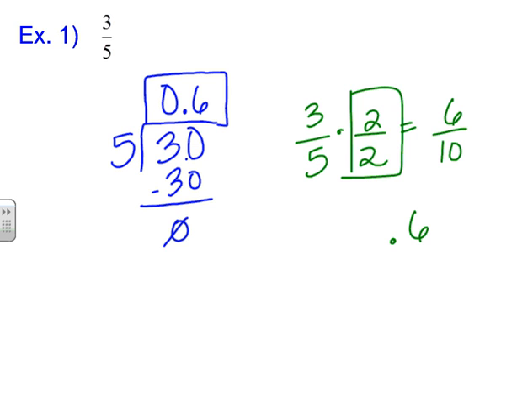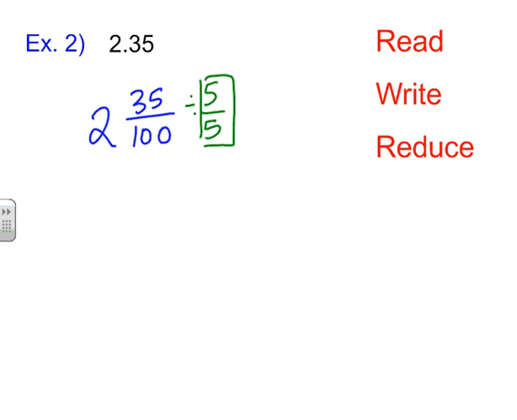Let's go the other way. Let's take a decimal and change it into a fraction. So we're going to read it, write it, and reduce it. When I read this, this is read as 2 and 35 hundredths. So I write it down, and then I've got to reduce it. I'm only concerned with the 35 hundredths. I know that 5 will go into both of those numbers. And again, dividing something by 1 doesn't change it. 35 divided by 5 is 7. 100 divided by 5 is 20. So we have 2 7/20.